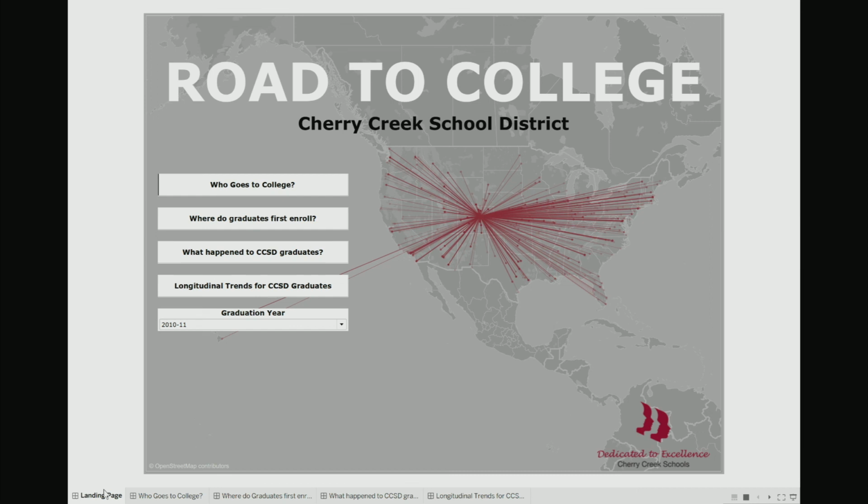We have that with our local colleges and universities. So we get a remediation report, and it gives us information within the state of the percentage of our students who had to take remedial courses in college because they weren't ready for the regular core courses. We haven't had that with the national universities, anything outside of Colorado yet.